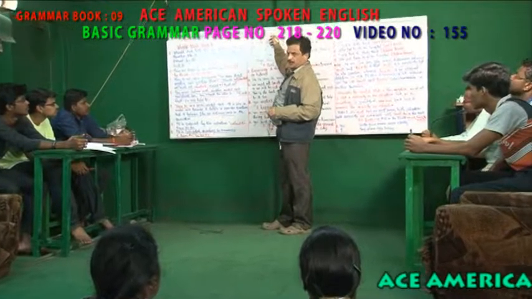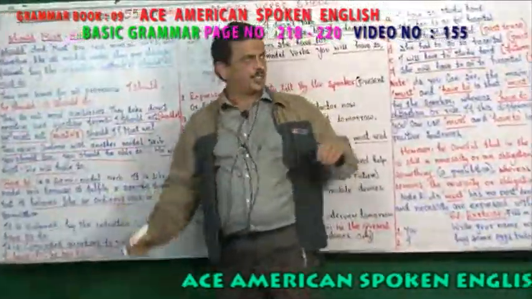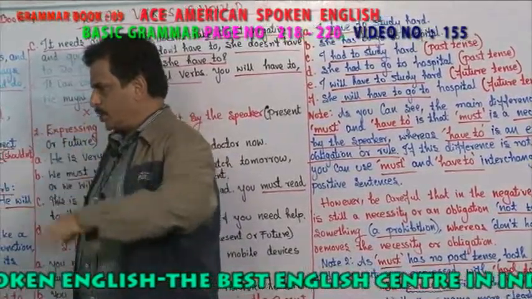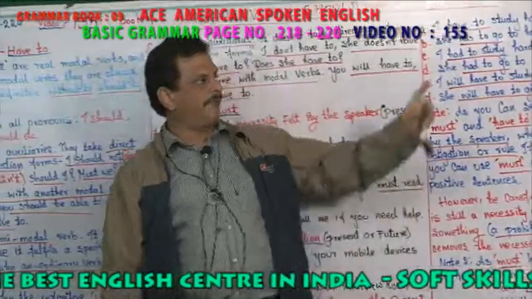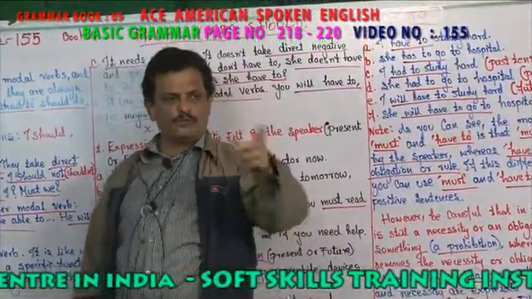We have come here to the modal verbs should, must and have to. What is the difference between should, must and have to? Should is an obligation. Must is something personal which you should do. Have to means some other condition made from outside which you should follow.